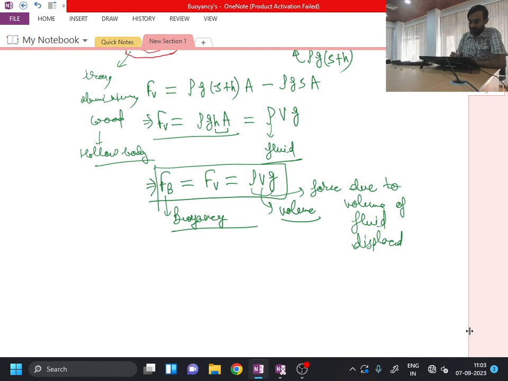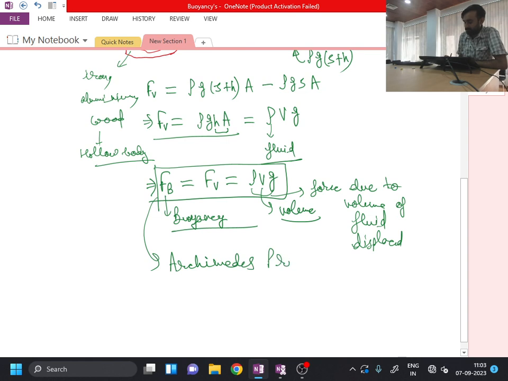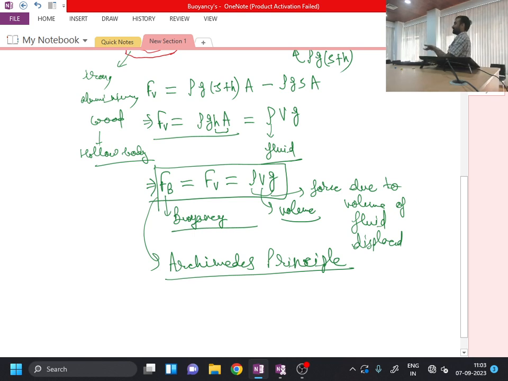And this equation is nothing but a famous principle called Archimedes principle, which says that the buoyancy force acting on a body is nothing but the weight of the liquid which is displaced by the body.